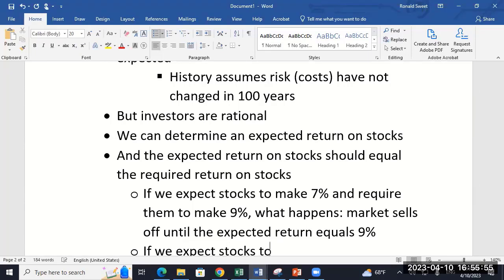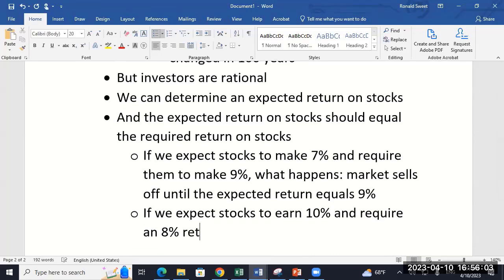If we expect stocks to earn 10% and require an 8% return, what's going to happen then? You're going to love stocks. You're going to be out there buying stocks. What's going to happen in the stock market? The price is going to go up until when? The expected return comes down to 8%, and you get exactly what you need. And that makes perfect sense.